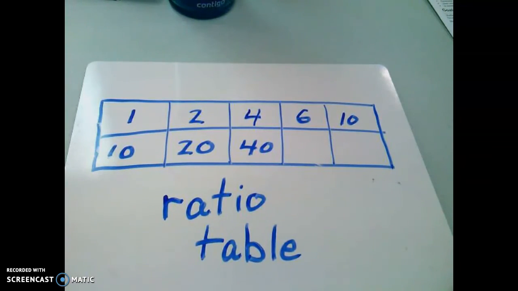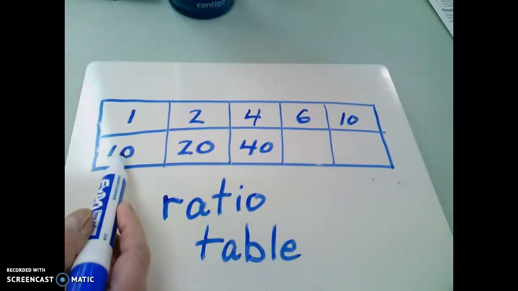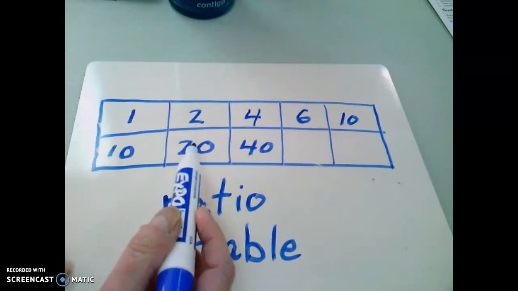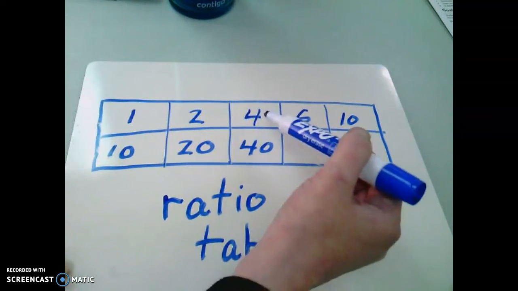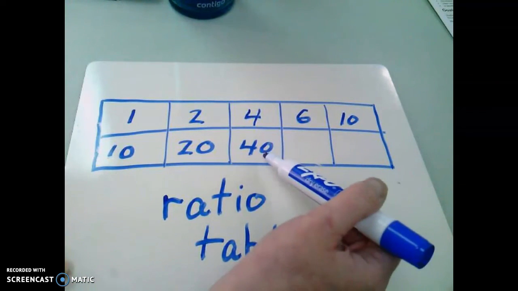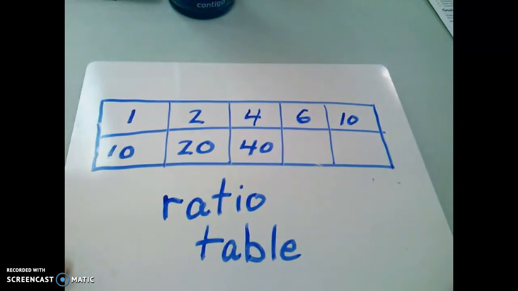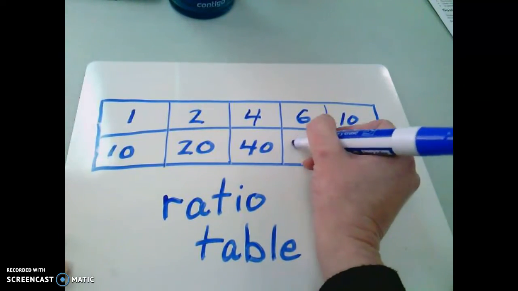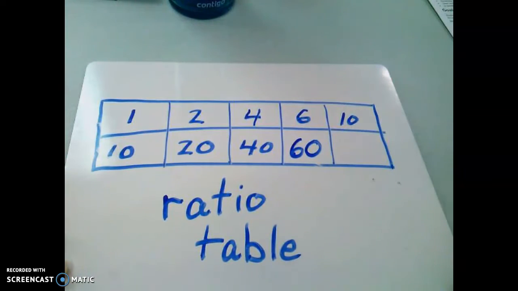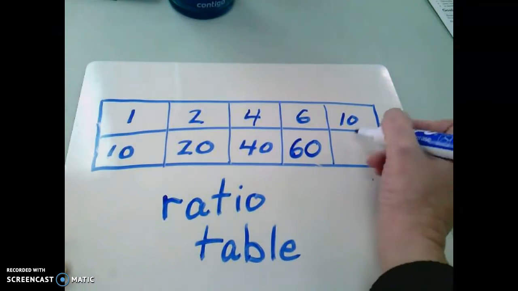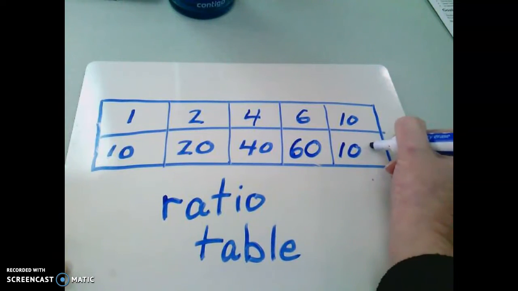Okay, and now I can see even more of the pattern. 1 times 10 is 10. 2 times 10 is 20. 4 times 10 is 40. Oh, so what would 6 times 10 be? Well, I know that would be 60. And then my last box, 10 times 10, I know that one is 100.